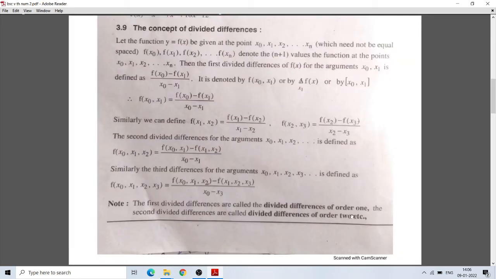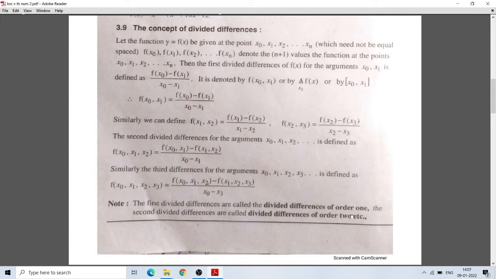Okay, next we go to one more formula, the concept of divided differences. Let the function y is equal to f of x be given at the points x0, x1, x2 and so on xn, which need not be equally spaced. Here also f of x0, f of x1, f of x2 and so on f of xn denote the n plus 1 values of the function at the points x0, x1, x2 and so on xn.